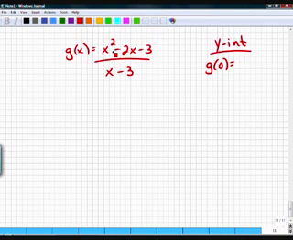Pretty much anything that's an x goes to 0. So 0 minus 0 minus 3 over 0 minus 3, which is negative 3 over negative 3, which is positive 1. That's your y-intercept.